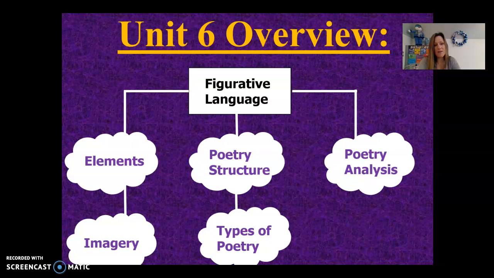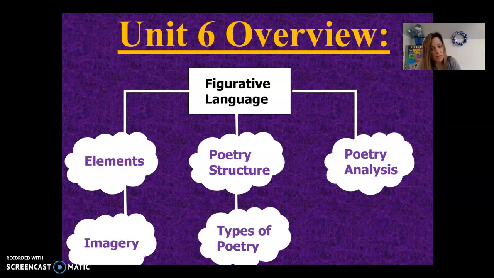Hopefully, yesterday you were able to really solidify what the difference between figurative and literal language is with the instruction from yesterday. So, today I wanted to start with the Unit 6 overview of figurative language. And what you're looking at there is the different lessons within the figurative language unit. So we're going to start on the left with the elements of figurative language. So what types of figurative language we need to be aware of.